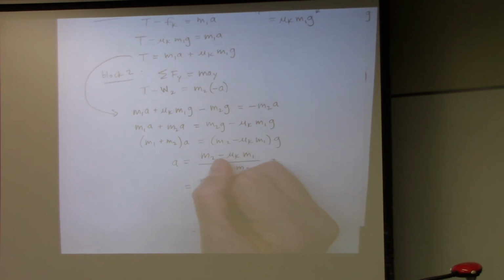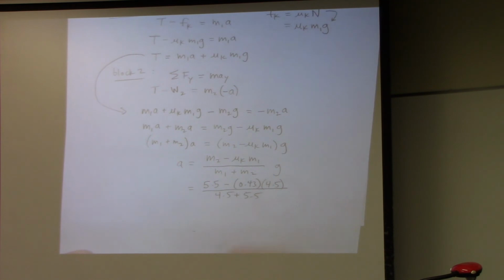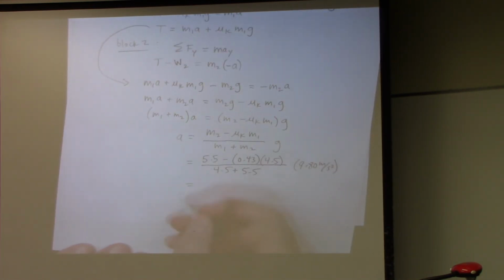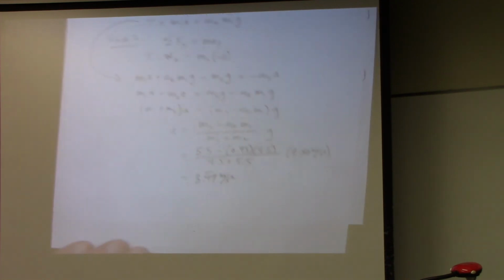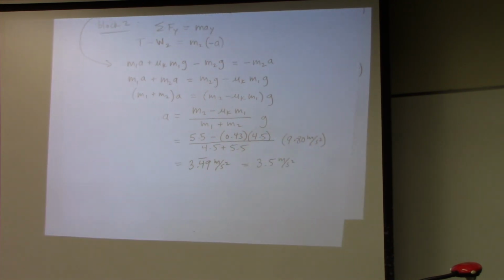Okay, so m2 was 5.5, mu k was 0.43, m1 was 4.5, and then here we're adding 4.5 plus 5.5, and then we have 9.8 meters per second squared. So we get our acceleration now, which is 3.49 meters per second squared, but we're going to actually keep 2 sig figs, which rounds to a nice 3.5 meters per second squared.